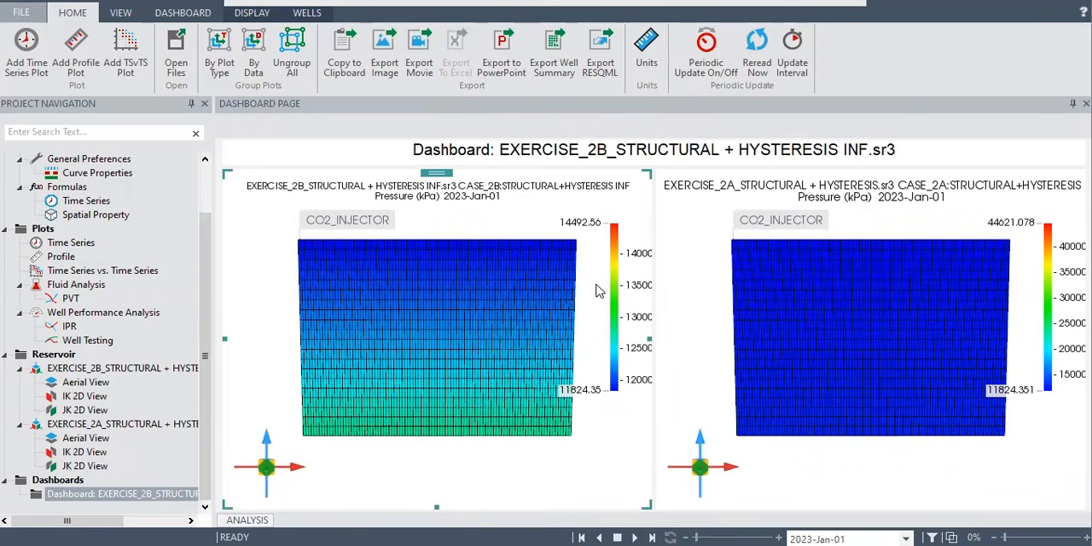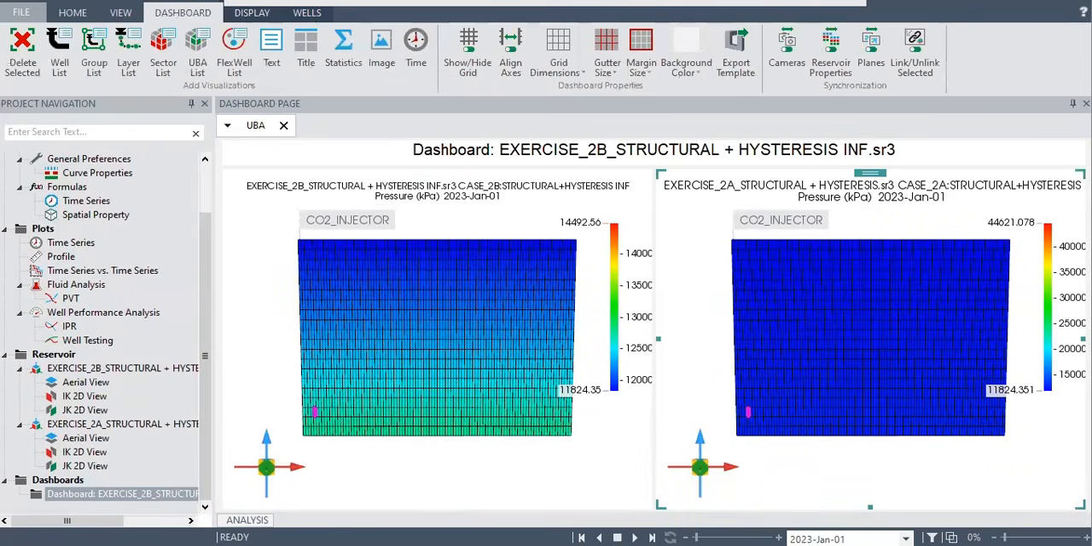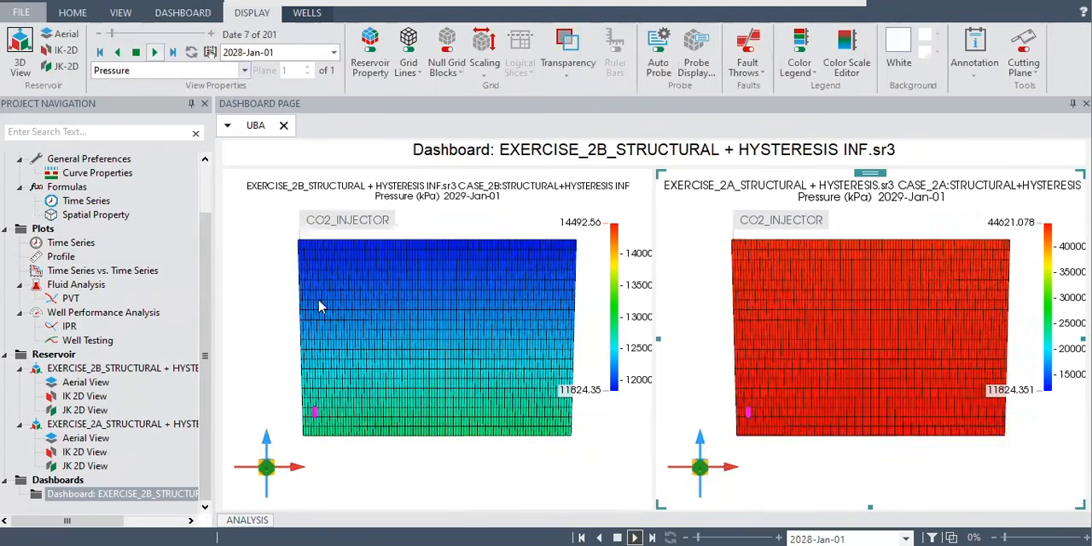We are currently looking at pressure. They're the same. No, actually, they're not the same. Here, the pressure is around 12,600 kPa. Oh yeah, they're quite the same, but the scale is different here. All right, so now let's directly check the display and play the pressure.